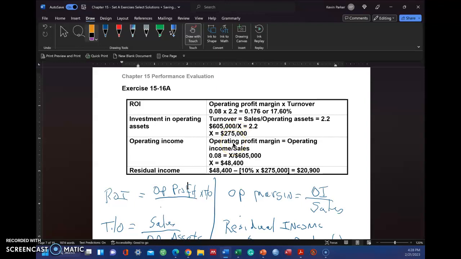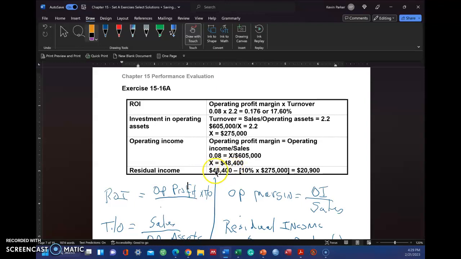Operating income. The margin equals operating income divided by sales. We don't know operating income, but we do know the margin. We've used it once already to calculate ROI. And we also know sales is the very first number given in that little green table from the book. So 0.08 equals operating income divided by 605. Solve for X, and you get 48.4. And we need both the 48.4 and the 275 for the last part of this problem.